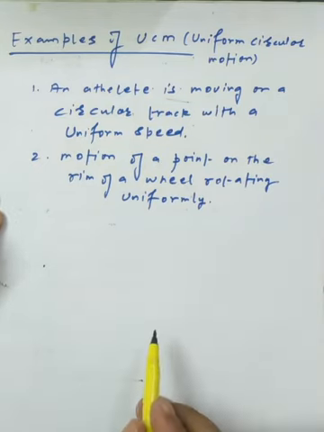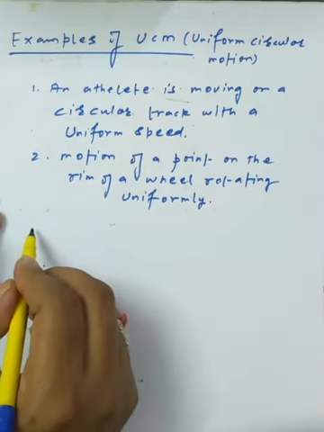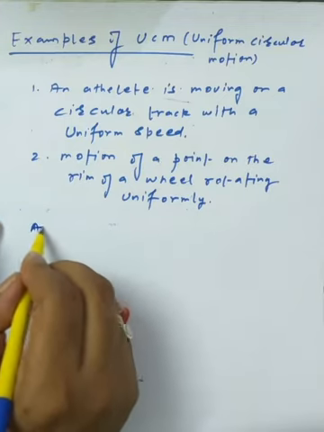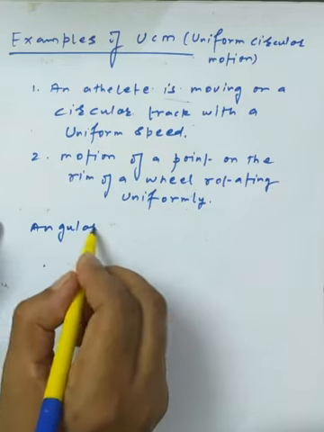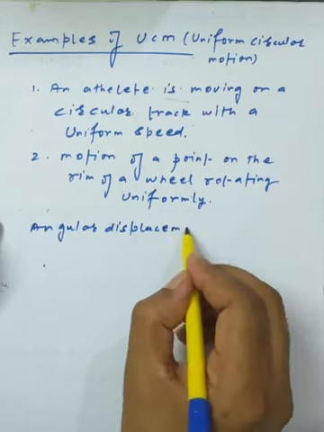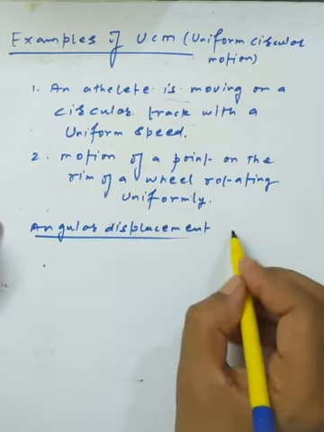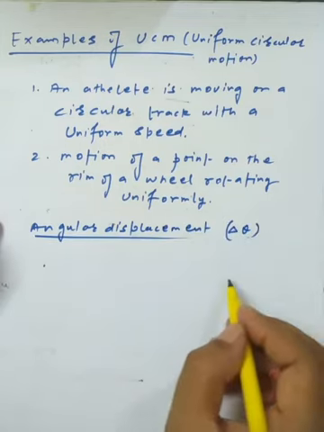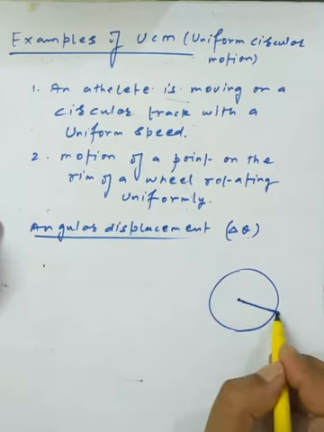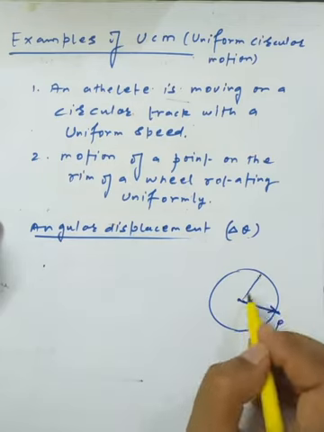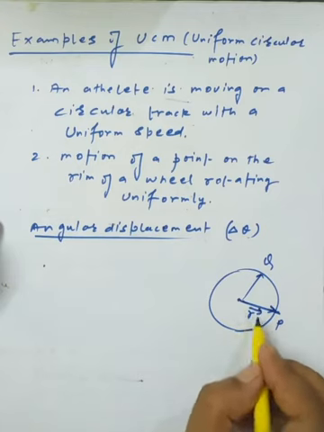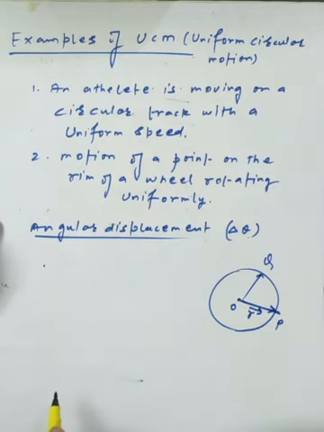Now we want to discuss the basic terminology that has a very close concern to UCM, that is called angular displacement. Generally the symbolic notation is delta theta. So we are just assuming that a particle is moving on a circular path. Initially it is at point P and moving towards point Q. Now here we have the radius vector R from the center of the circular path.